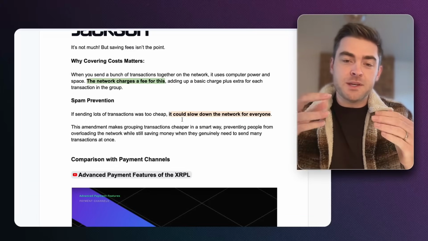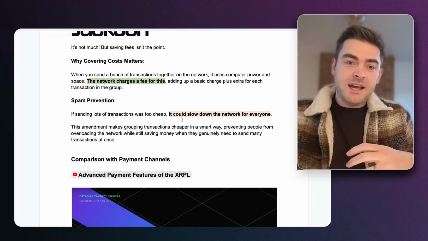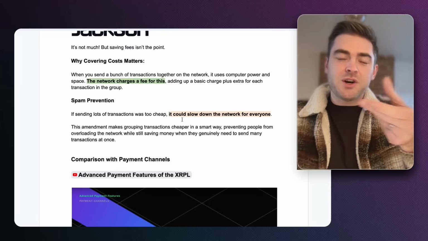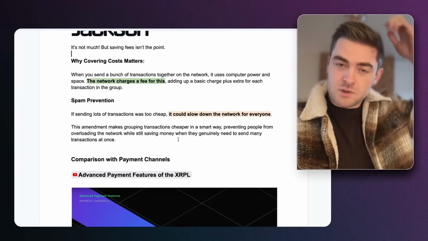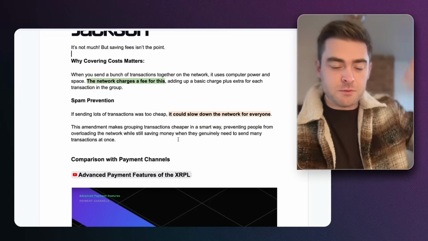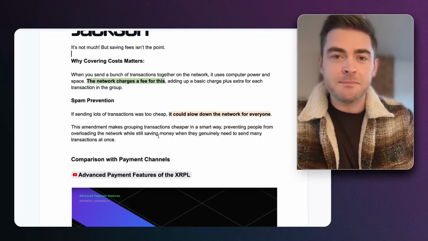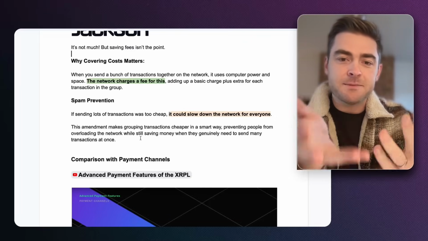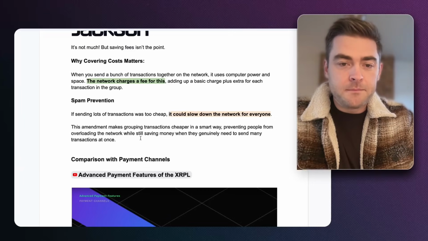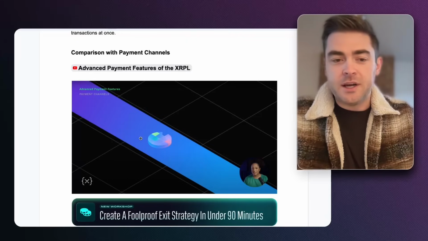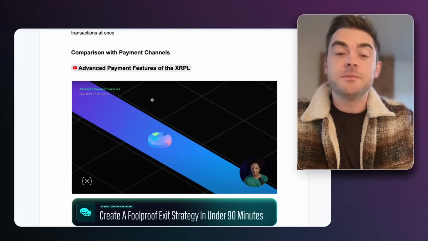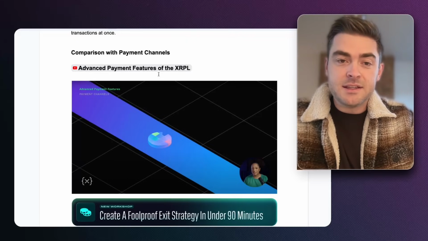So there's a balance between the speed of the network and the price or the cost of sending those transactions. I think the XRPL has done that really well. I think the transactions are so minimal that it doesn't really matter, and it maintains this balance. So I want to compare it to another system that I've seen used, and that is the payment channels.